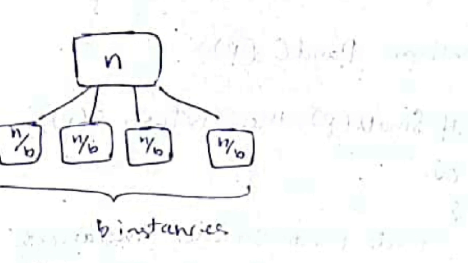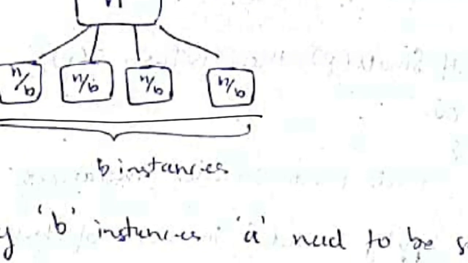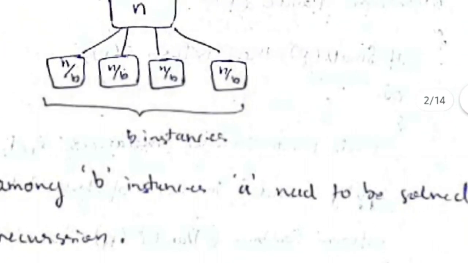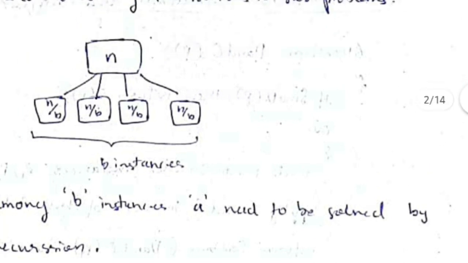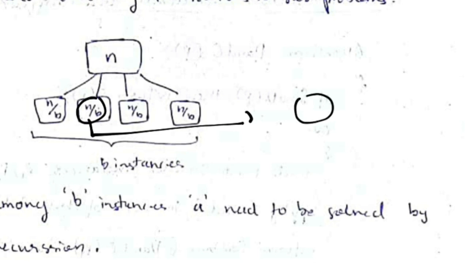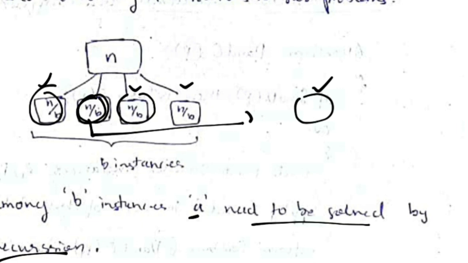So our first step is to divide the problem into b instances, and a of them need to be solved by recursion. Suppose that when we divide into many problems, one of the problems becomes very small and we can solve it directly. So how many problems need to be solved by recursion? That is a. In this case, if one is solved directly, the remaining ones will be solved by recursion, so this will be 3. Remember what a and b are very clearly.